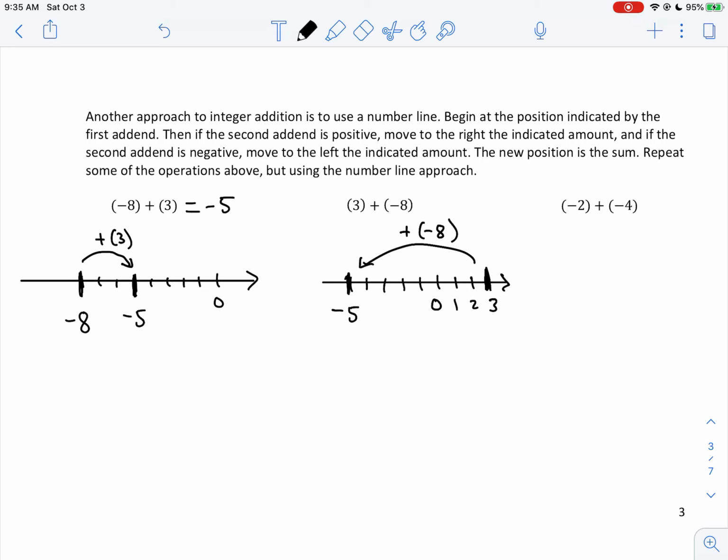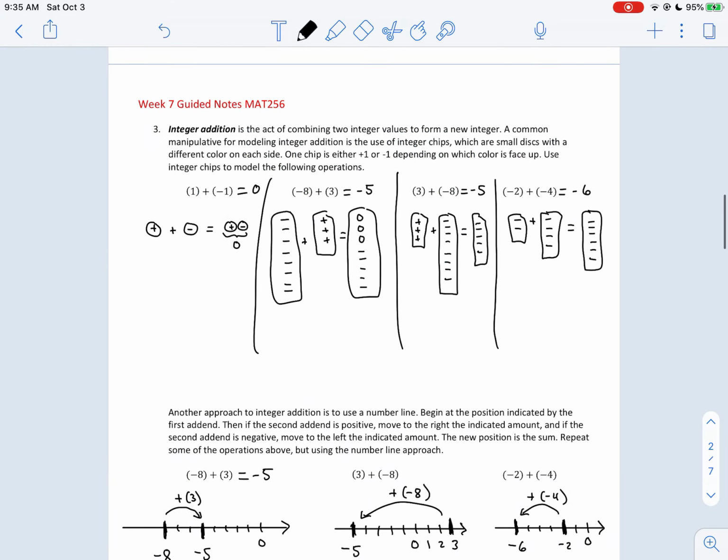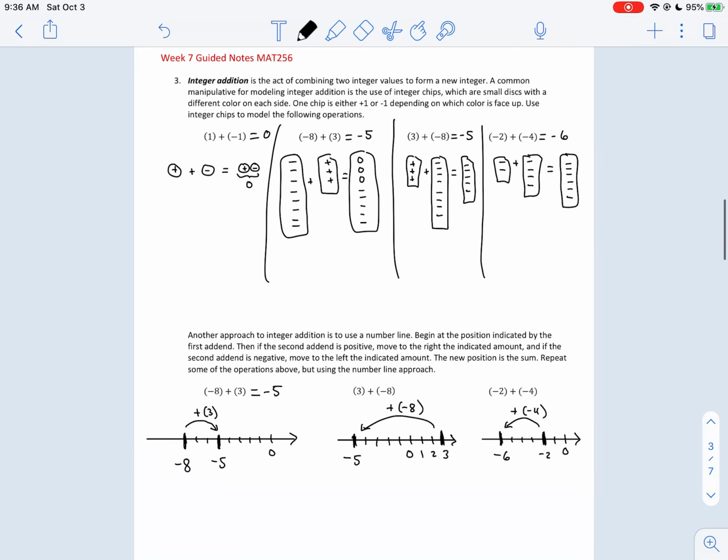And let's do this last one here, -2 plus -4, using a number line. Let's say 0 is here. We're going to start at -2 position. And if I add -4 to -2, then that's going to take me left 4 units. So 1, 2, 3, 4. And this is the jump we make when I add a -4. And that takes me to the -6 position. Right, so that's just confirming what we did with integer chips up here to get that -6. So you'll notice that the 3 that we just did right here were the same as these 3.